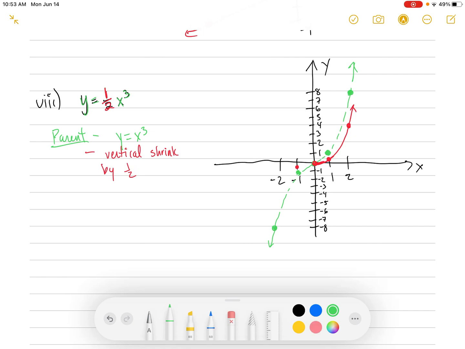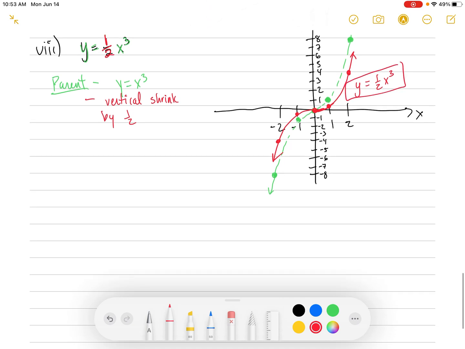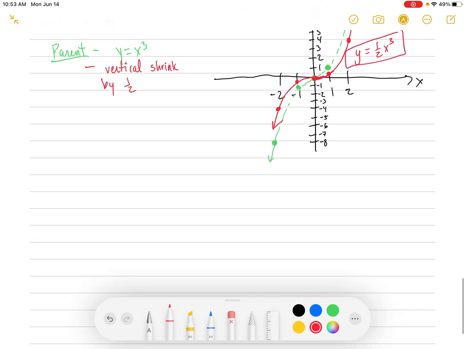You multiply -8, the y value, by 1/2. -8 times 1/2. Well, what's 1/2 of -8? It's -4. So that'll be right there, and you connect those. So that's it in red. Y equals 1/2 x cubed.